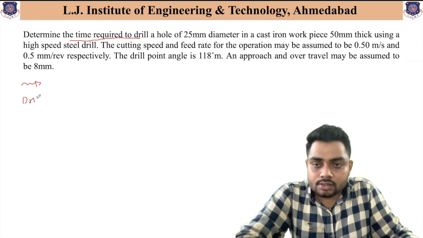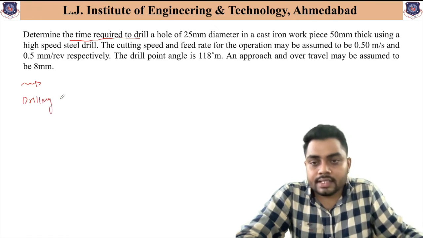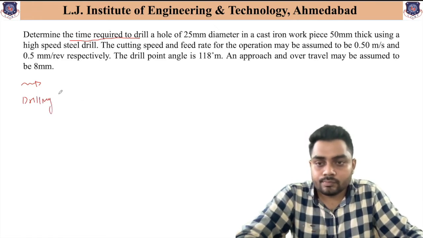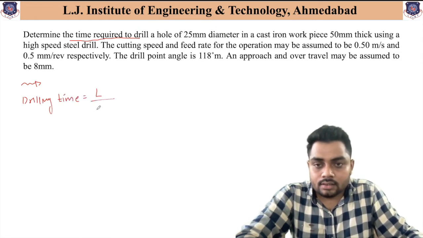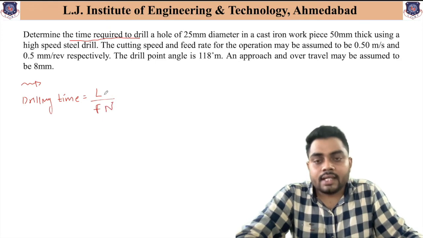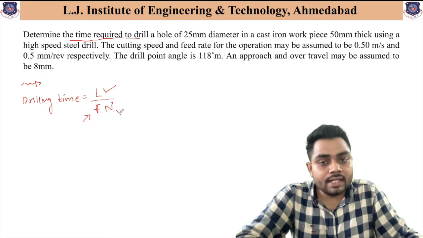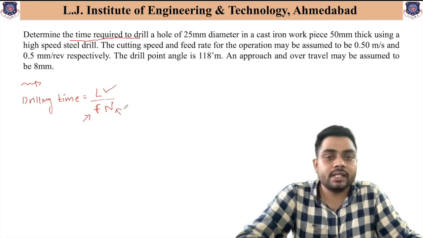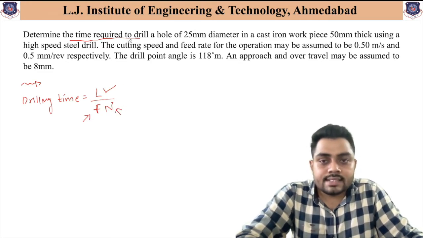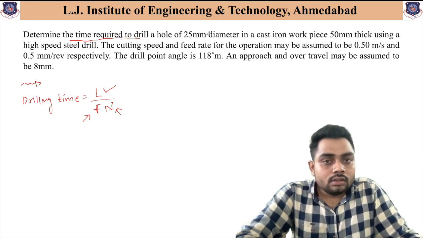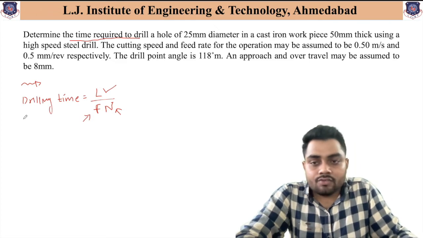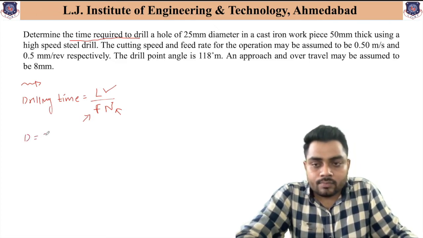We know the equation for drilling time is T = L divided by (F × N), where L is the overall distance traveled by the drill bit, F indicates the feed, and N indicates the revolutions per minute. Now, as the example suggests, we need to find the time required to drill a hole. The diameter is 25 mm, so D is 25 mm.